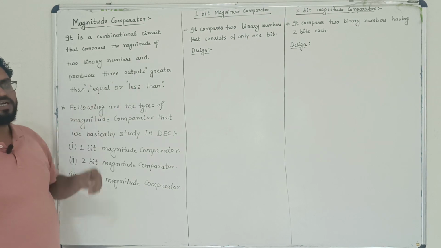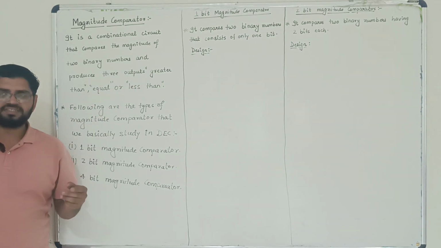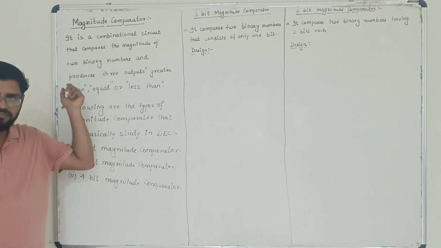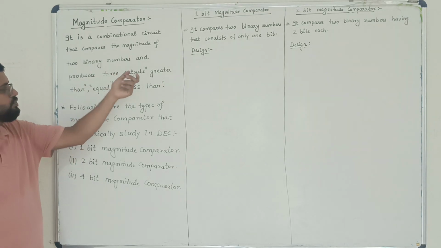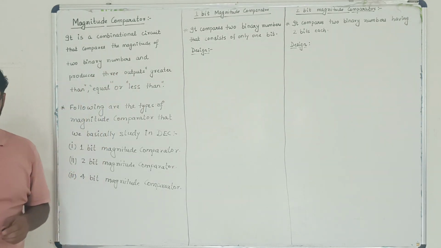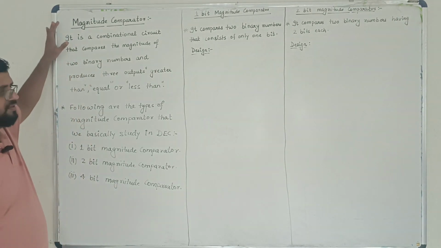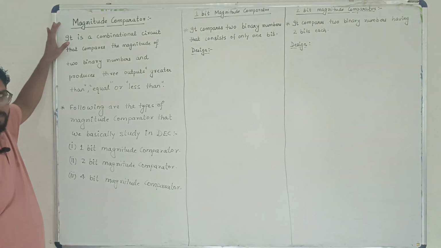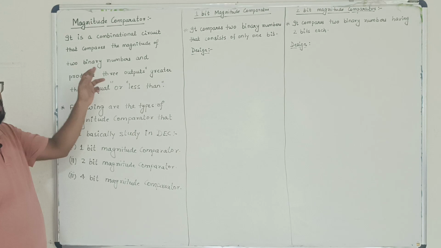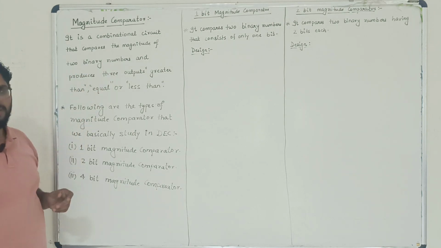These are the things you have to keep in mind while going for the definition. The first thing is that it is a combinational circuit that compares the magnitude of two binary numbers, and it produces greater than, equal, or less than as the output. If you combine these two points, you get the definition of the device. So if anyone asks you the definition of the magnitude comparator, you can say it is a combinational circuit that compares the magnitude of two binary numbers, and it produces three outputs, that is greater than, equal, or less than.